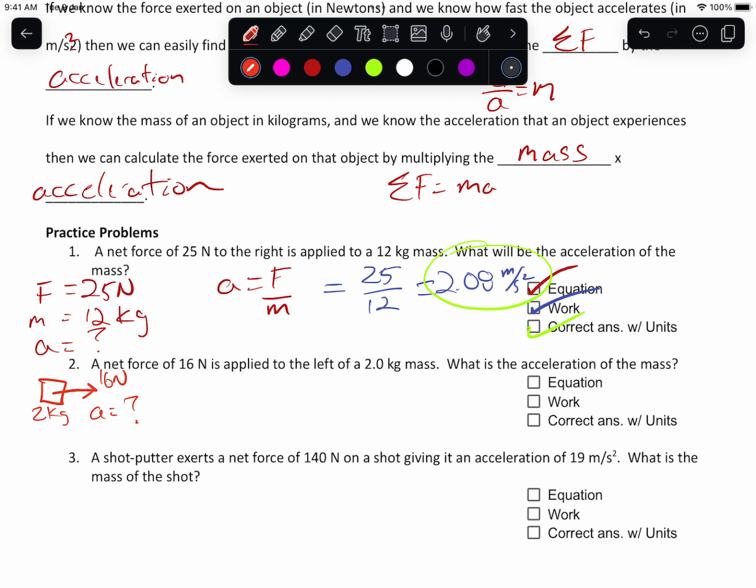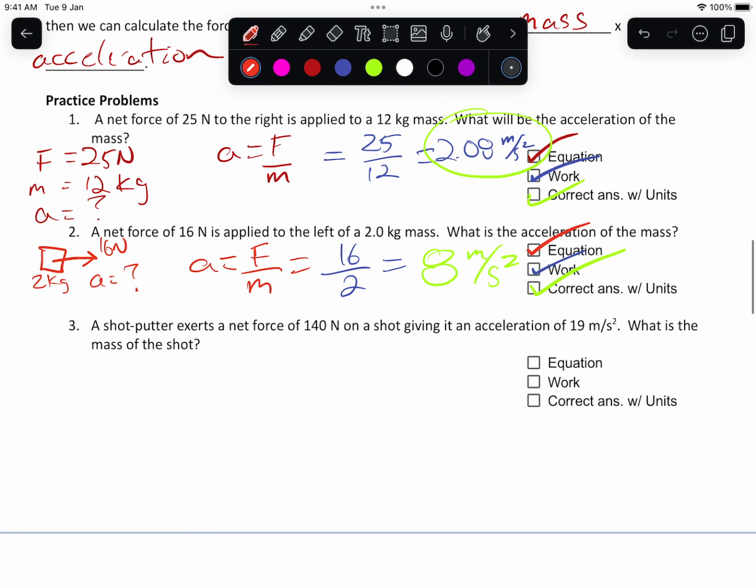Well, I know my acceleration is equal to the sum of all forces divided by the mass. That is my equation. Check. My work is 16 divided by 2. Check. And my answer is going to be 8 meters per second squared. Boom.